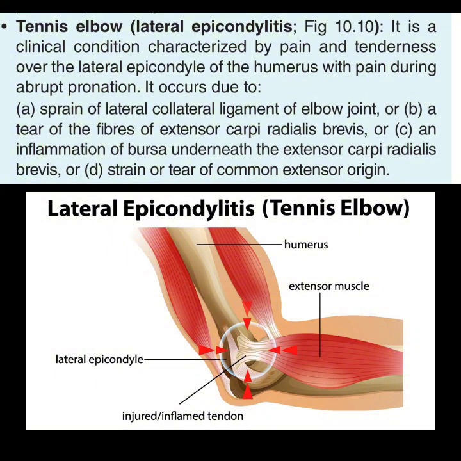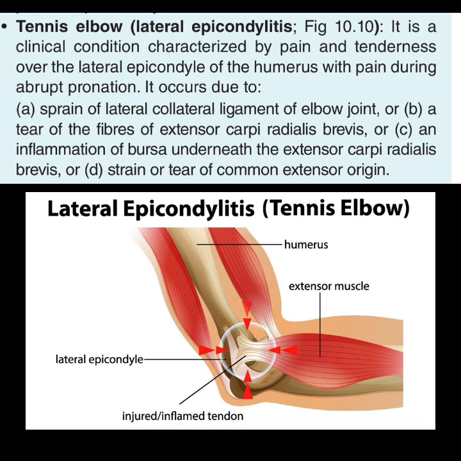You sprain it. So when you sprain your lateral collateral ligament, you also see that, because your lateral collateral ligament protects that area. Now when there's a tear in the extensor carpi radialis brevis, which is the first muscle originating from there, when you sprain that one, it can cause that problem. And when there is inflammation of the bursa underneath the extensor carpi radialis brevis, you also see it. The bursa around there is also infected.